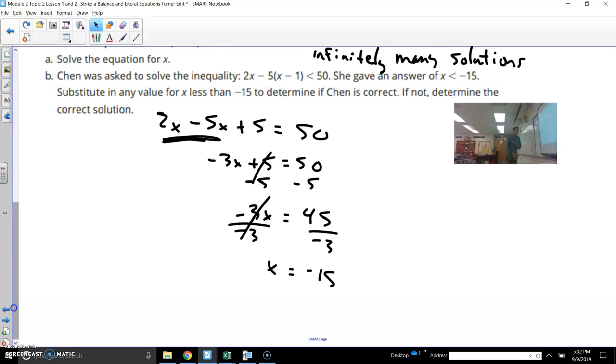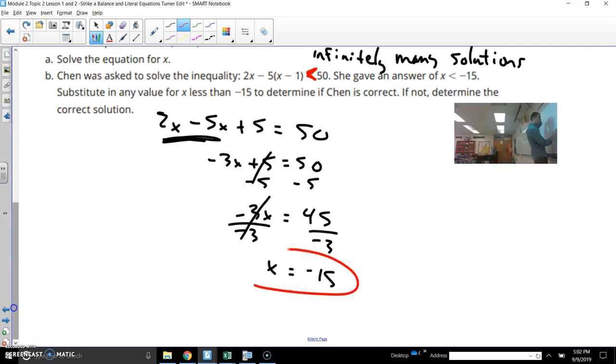So the second part says that Chen asked to solve this equation, this inequality, and we haven't really talked too much about that. That's what the next chapter is going to be. But it looks like they changed from an equation using an equal sign, and they're now using a less than 50. So it says substitute any value for x that's less than -15, and if you remember, that was the exact solution. Determine if the solution is correct or not.